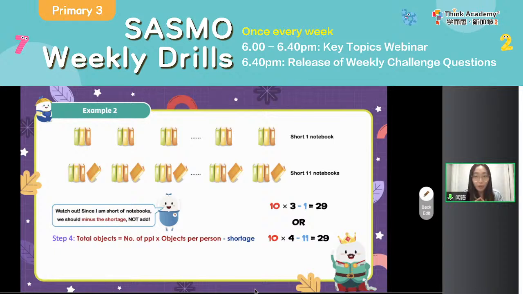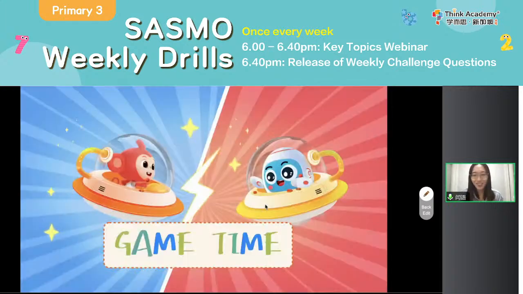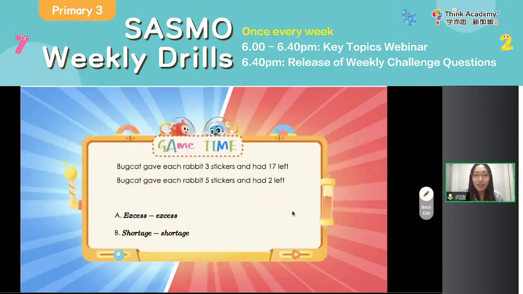So here, let's have a quick summary. As you can see, in example 1, what should we do with the excess? That is plus. And in example 2, what should we do with the shortage? That is minus. Okay, pay attention to the operator. So following this, everyone, let's play a game, okay? I have 2 questions. Please just type your answer in the chat box. Are you ready? Okay, let's have a look. Bucket gave each rabbit 3 stickers and had 17 left. Bucket gave each rabbit 5 stickers and had 2 left.